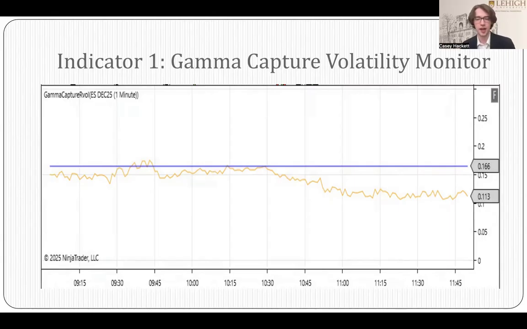Where we have the current gamma capture volatility in orange, 0.113, compared to the 20-day historic RVol of the option. This allows you to gauge where current volatility is against where you'd expect it to be for the product. And that allows you to know if you want to buy or sell volatility based on where we are right now. Very simple to look at.